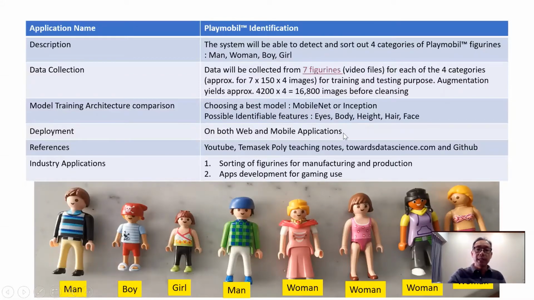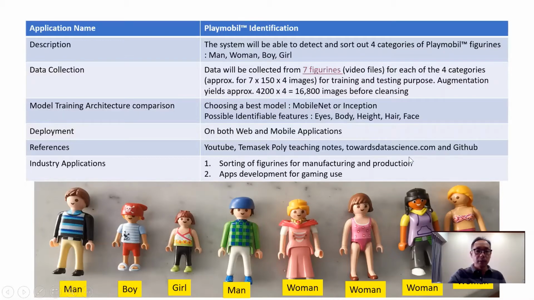The attributes that I felt were critical after the whole process were actually the features of the eyes, the body, the height, hair, and face. So critically, the face seems to be an important feature to distinguish between the different categories. I also had a chance to deploy into web and mobile applications. Most of the reference I had was mostly from the notes from Temasek Poly, and then some of the other websites listed here.